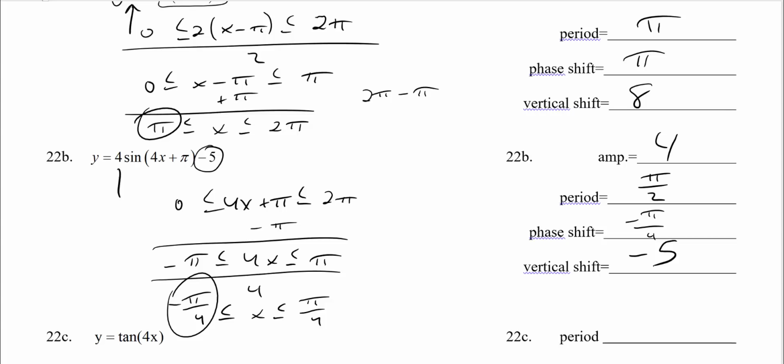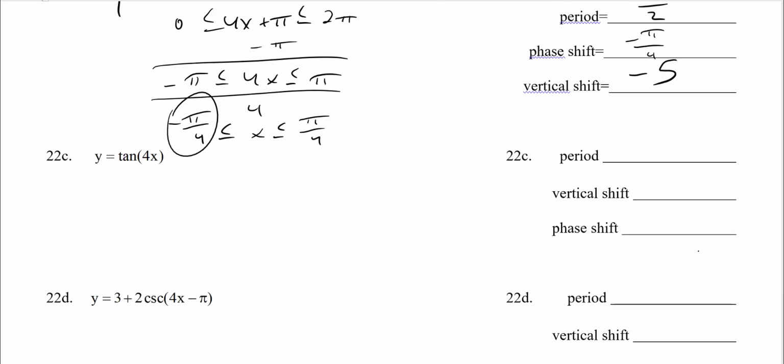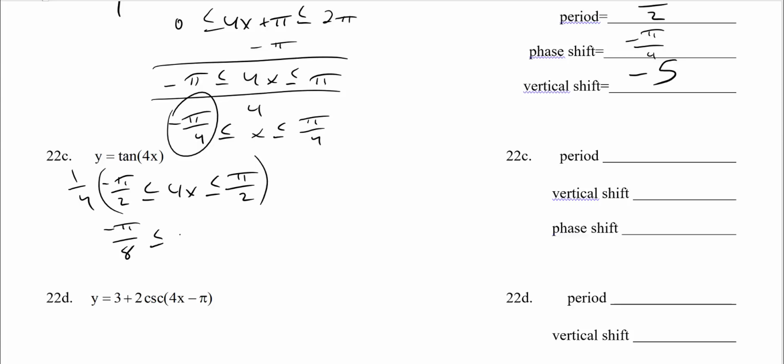Okay. So this one, the period. Remember, this one's between negative pi over 2 and pi over 2. You should know that. Cotangent is between 0 and pi. Gotta know that. So the first thing I'm going to do is multiply by 1/4. So negative pi over 8 less than or equal to x, less than or equal to pi over 8. So the period is pi over 8 minus negative pi over 8, which is 2 pi over 8 or pi over 4.